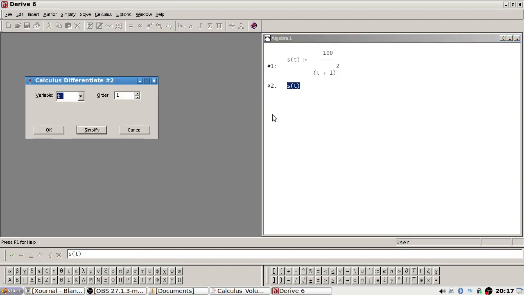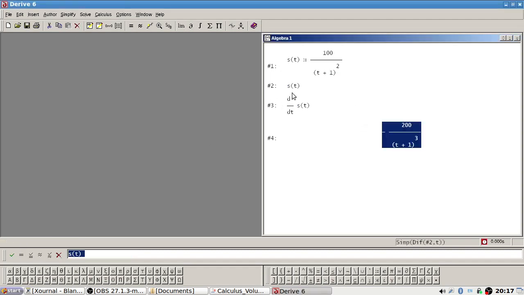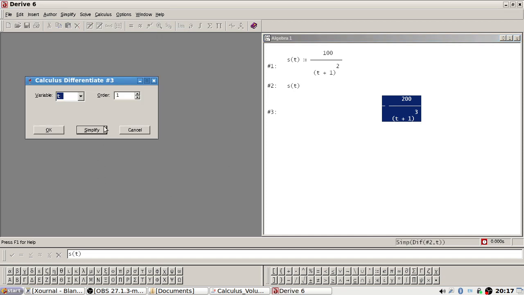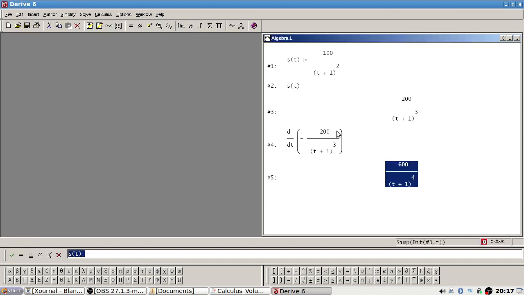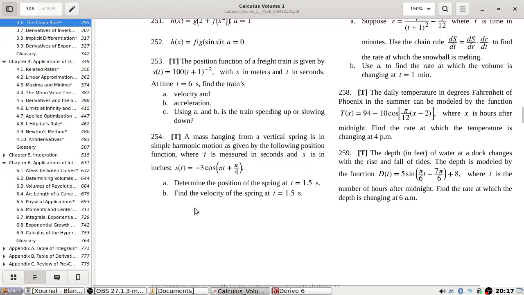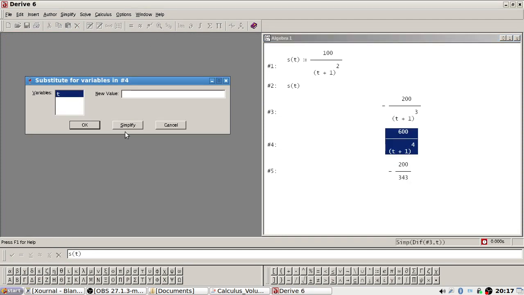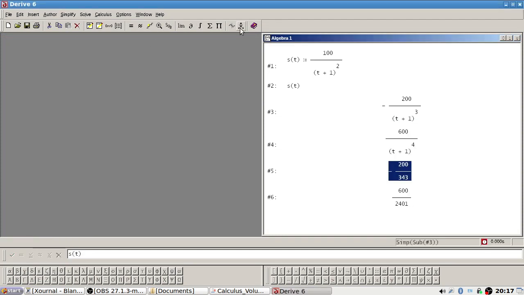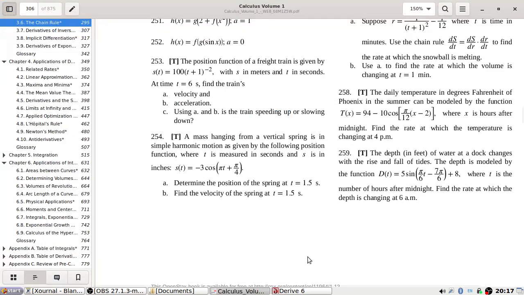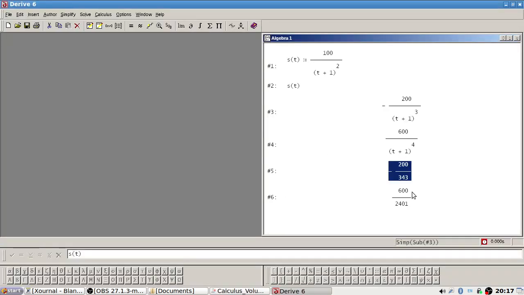We shall get the derivative, and we shall get it again. And then we want to sub in 6. And then we want to sub in 6 again. And we shall decide then, is the train speeding up or slowing down?